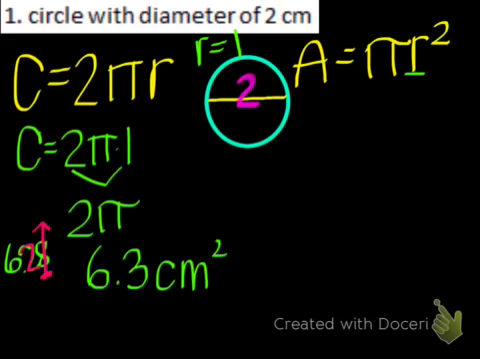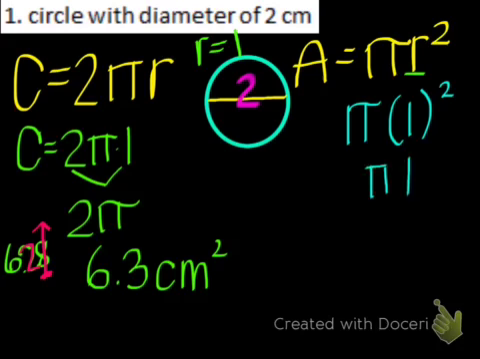And then for our area, we're going to do pi times our radius, which was 1, but this one's squared. So to square it, we do 1 times 1, which is just 1. So 1 pi is 3.14. But because we want to round, we look at the second number. This is not 5 or higher, so we're just going to keep it at 1. So our answer is 3.1.